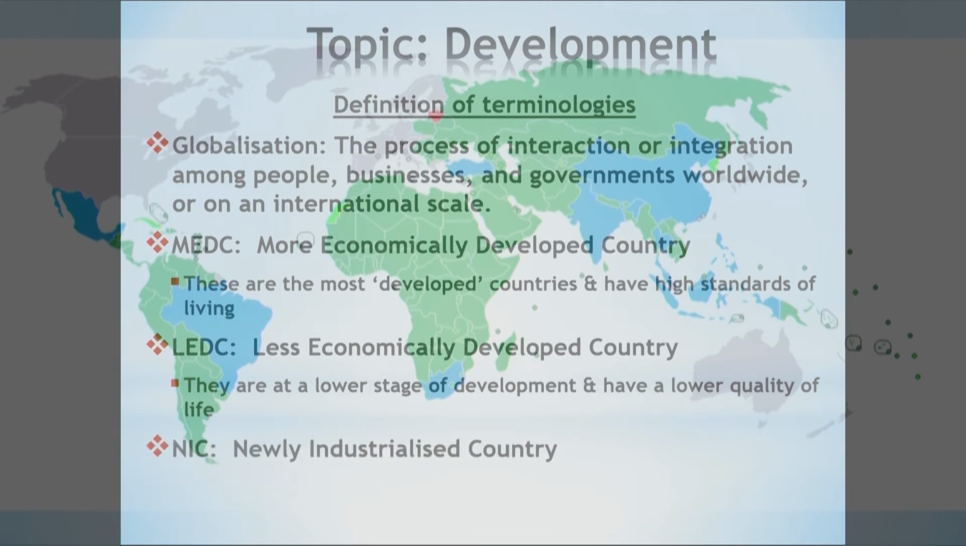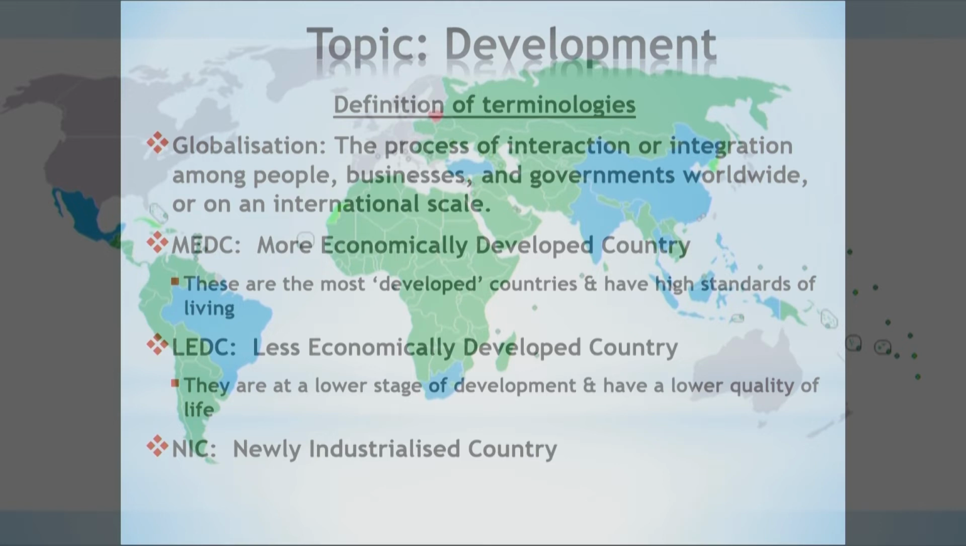Next, we have what we call NICs. These NICs, the newly industrialized countries, are also known as the middle income countries. Like MEDCs are high income countries, LEDCs are low income countries.